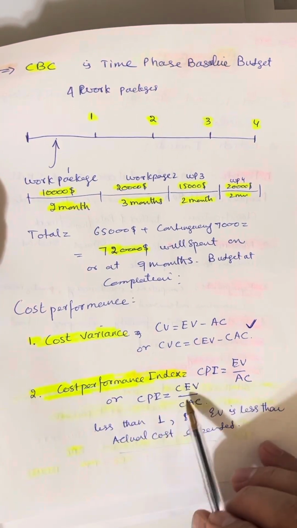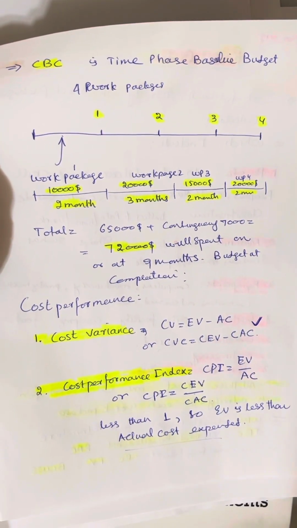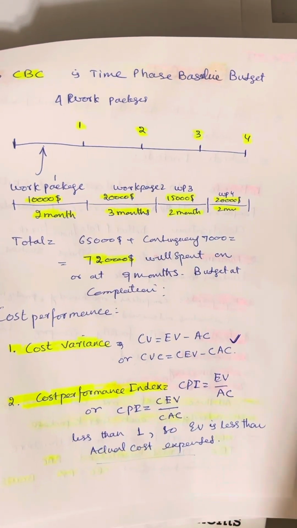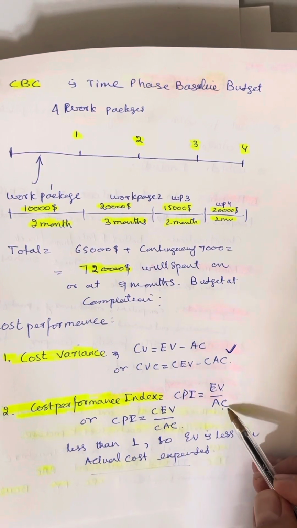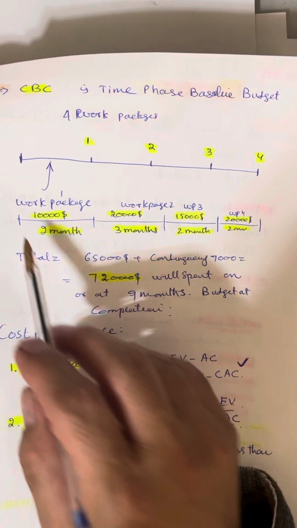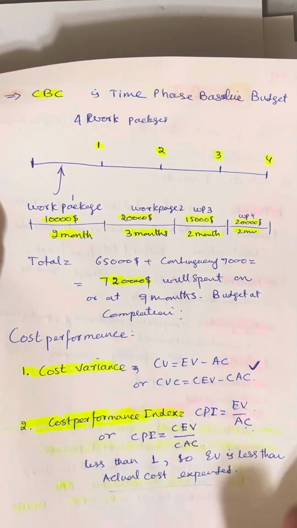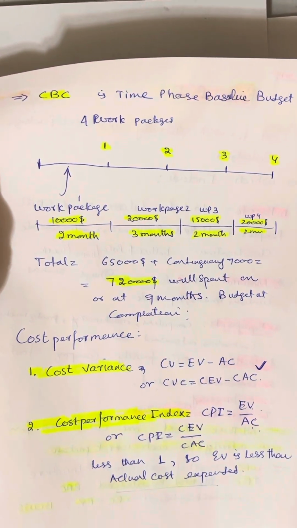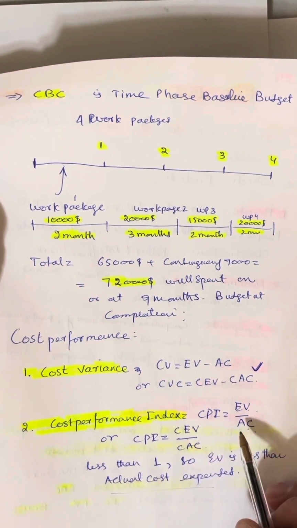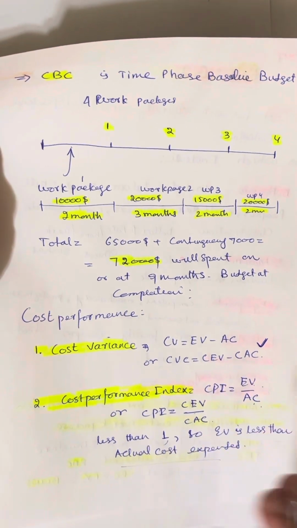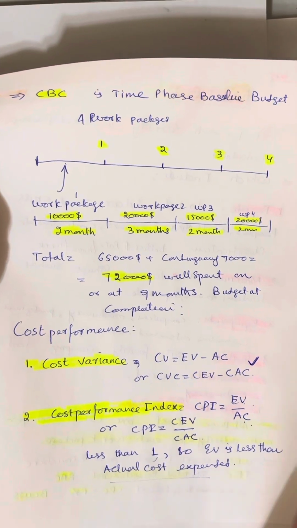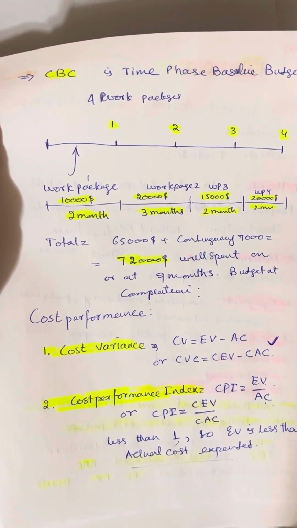The second one is the cost performance index. This is also a parameter where we can check our progress. So CPI is equal to earned value divided by actual cost. Earned value is the work you performed, and the actual cost is what you spent. If CPI, the cost performance index, is 1, you are okay. The ratio is good: for the money you spent, you got that much earned value.